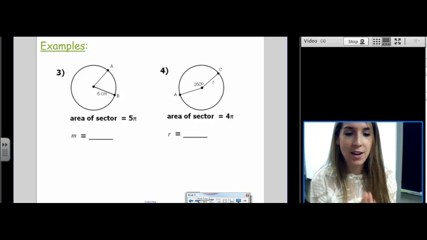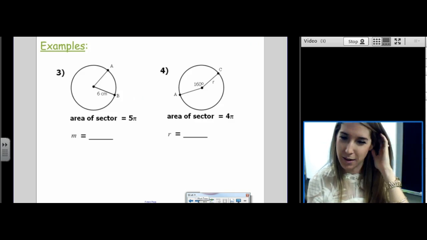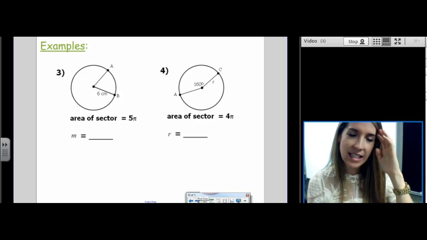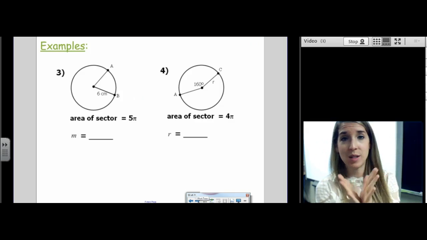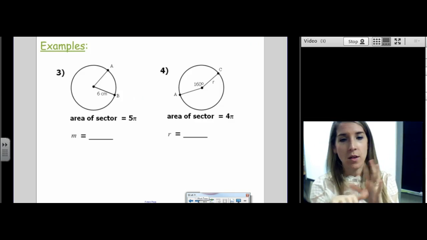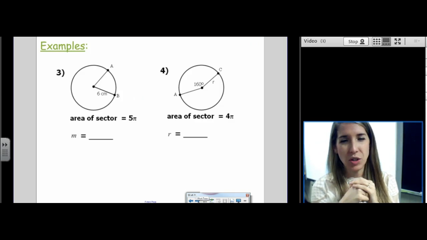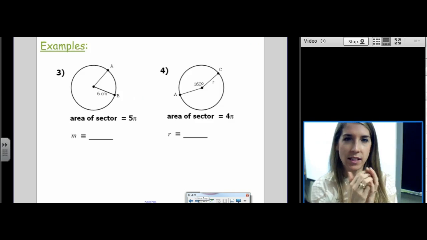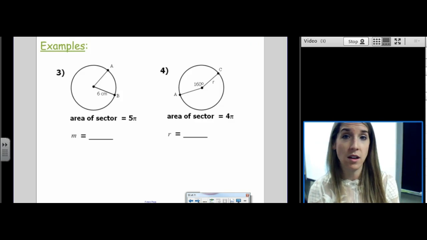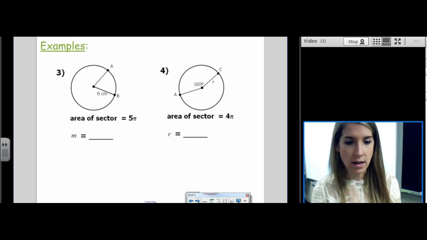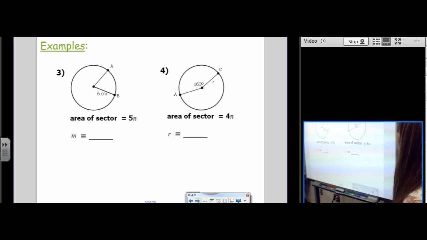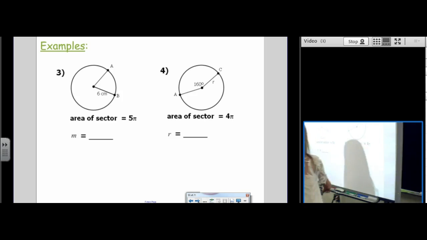Usually they're shaded. In these examples, they're not shaded for some reason. Usually the sector is shaded, but if it's not shaded, you're always going to assume it's the smaller angle. We don't really do reflex angles in this class. A reflex angle is greater than 180. We could if we needed to, but we usually look at the angle that's less than 180. Okay? All right.